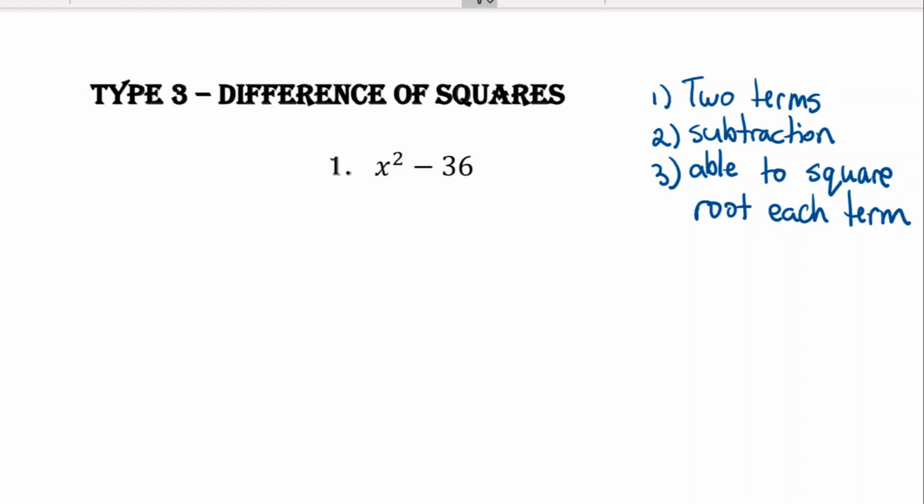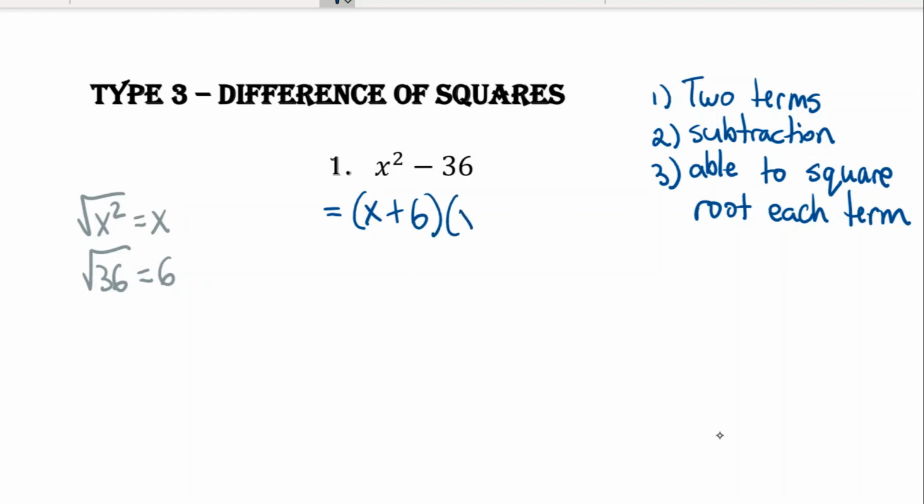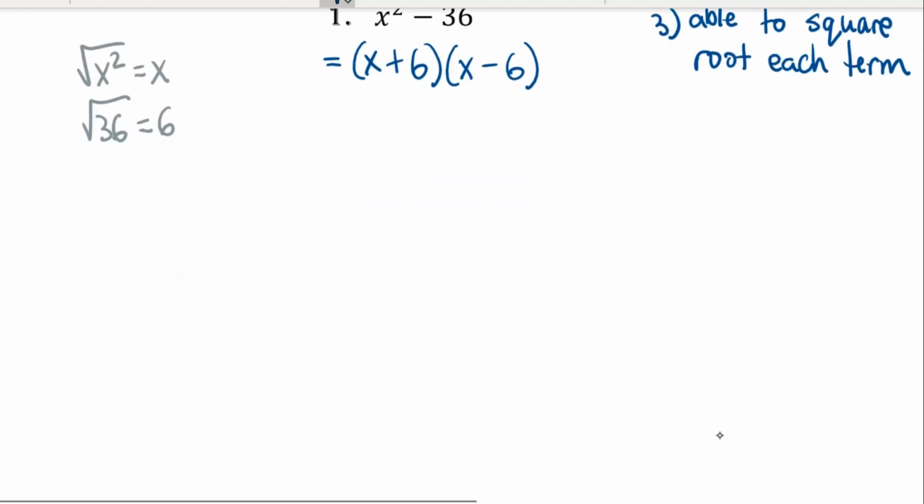All right, so what I do is I first think, okay, can I square root my first term? Yeah, the square root of x squared is x. Can I square root my second term? Yeah, that's 6. So I notice that this is subtraction, which allows me to use a certain pattern where I take my first result and add it with my second result, and then I go my first result minus my second result. So that's the pattern. You'll see it again here.